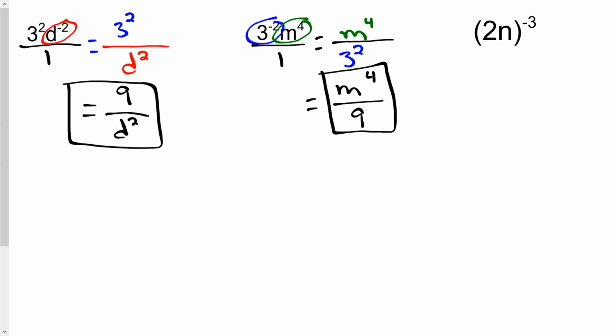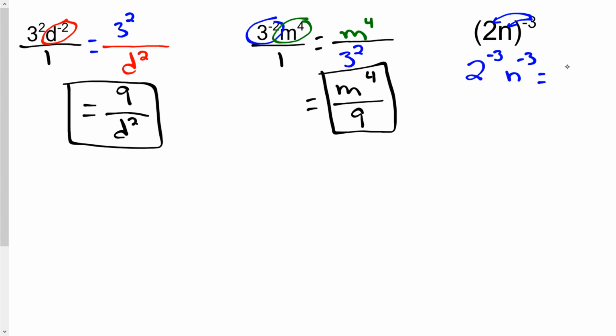All right, this next one uses a little bit of know-how on the exponents. If you think you know how to do it, go ahead and give it a shot. Pause the video and come back. Right, hopefully you guys recognized that this exponent is actually touching whatever is inside the parentheses. These parentheses are important. Basically what happens here is the distributive property of exponents. This can be rewritten as 2 to the negative 3rd power times n to the negative 3rd power.